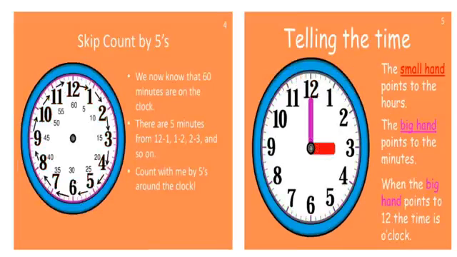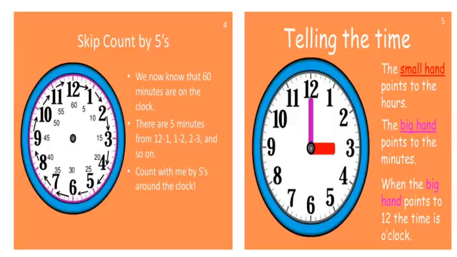Now skip count by 5s. Here you see in this clock 5 skip counting, a jump of 5. We know that 60 minutes are on the clock. There are 5 minutes from 12 to 1, 1 to 2, 2 to 3, 3 to 4, 4 to 5, 5 to 6, 6 to 7 and so on. Count with me by 5s around the clock. Telling the time.